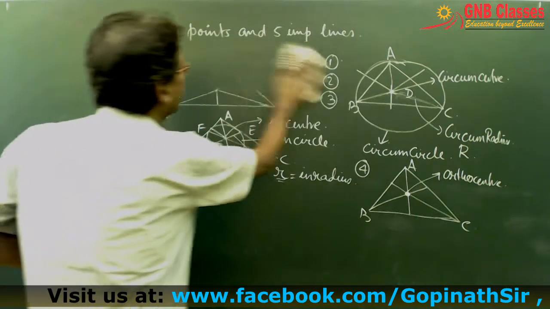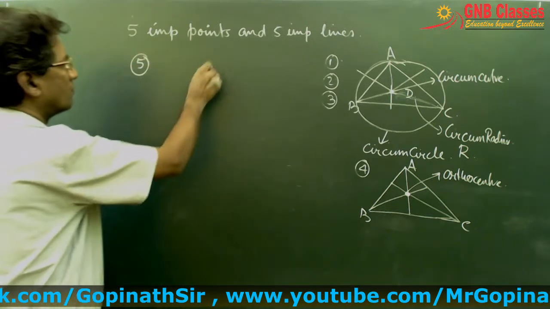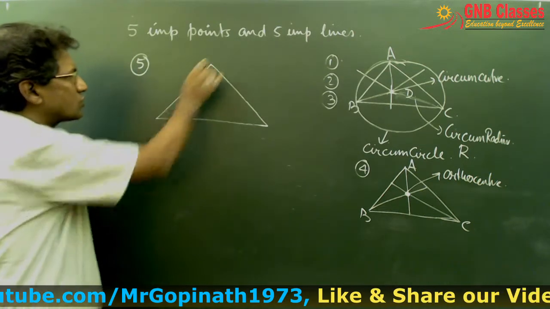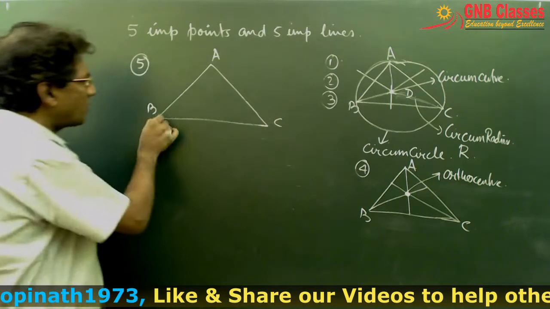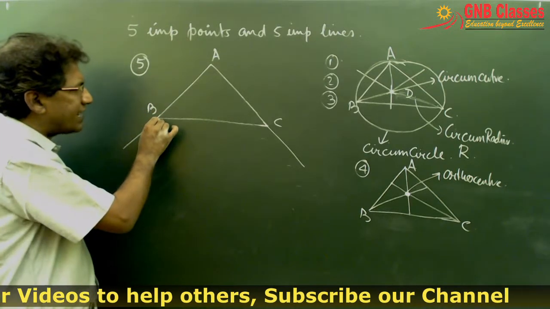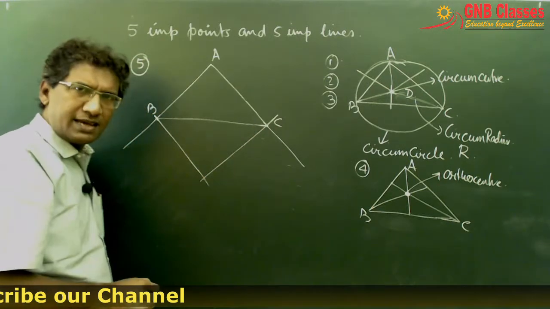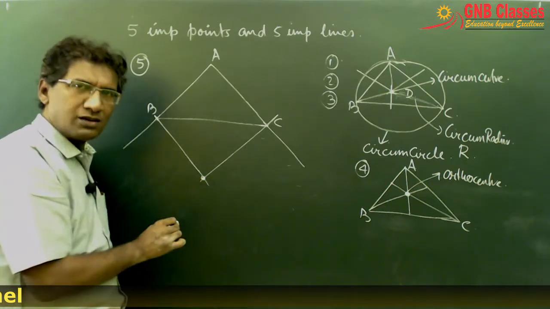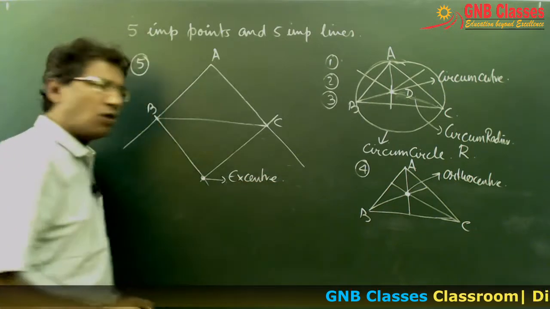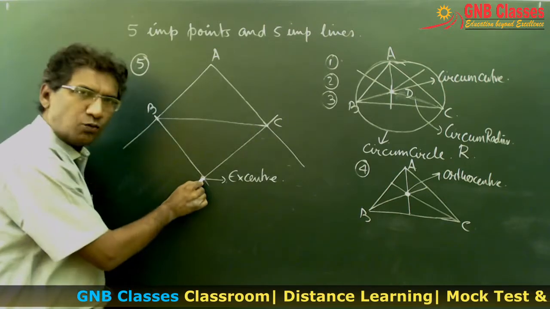Okay. Now, the fifth important point is, in any triangle, let us say ABC is a triangle, if we produce AB and AC, and if we find the external bisector of angle B as well as the external bisector of angle C, they are going to meet at a point which is called your excenter. Is it clear?